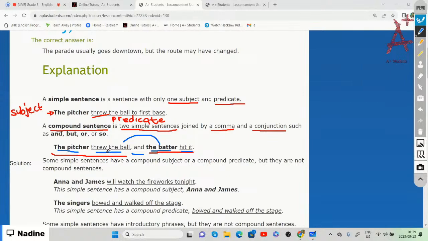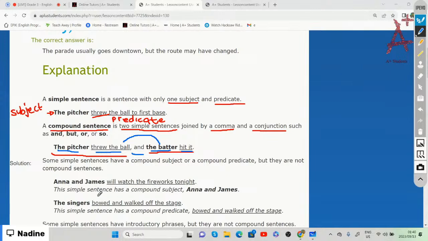Some simple sentences have a compound subject or a compound predicate, but they are not compound sentences. For example, Anna and James will watch the fireworks tonight. This simple sentence has a compound subject, which is Anna and James, but this does not make it a compound sentence. They just have a compound subject, which is mentioning two people's names, but it is not a compound sentence.